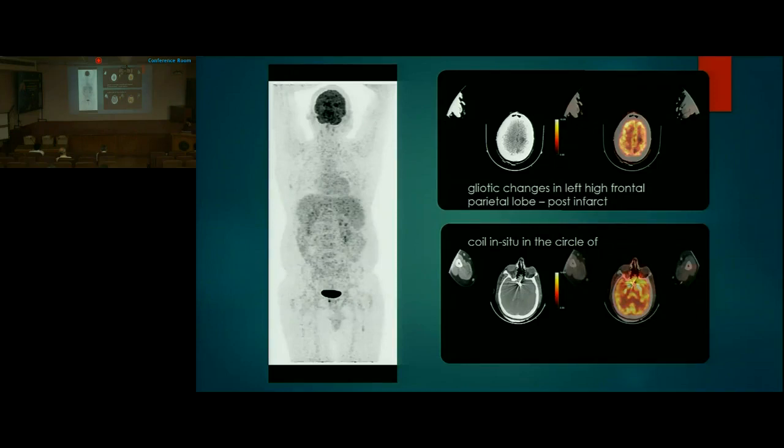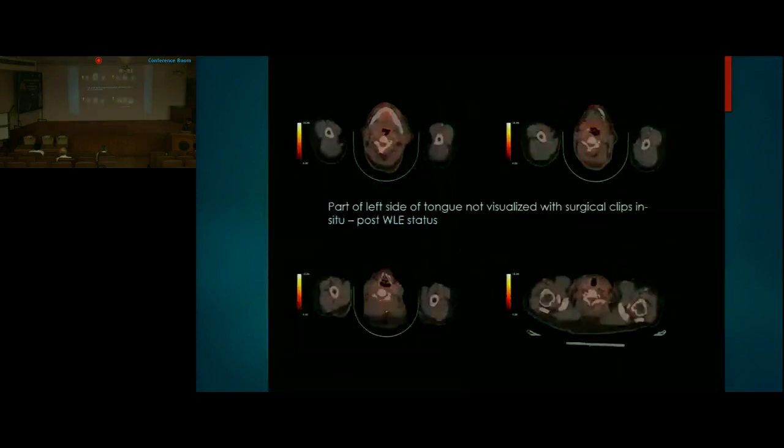Apart from the physiological distribution of the tracer, you can see a focus of tracer uptake in the pelvis. In the corresponding transaxial images, we could find gliotic changes in the left high frontoparietal lobe, which are post-infarct. A coil was noted in the circle of Willis. Since this was a known case of carcinoma tongue, we tried to look for any signs of recurrence. Part of the left tongue was not visualized, with surgical clips seen, with no signs of recurrence.